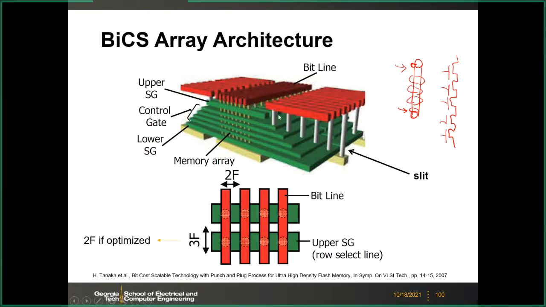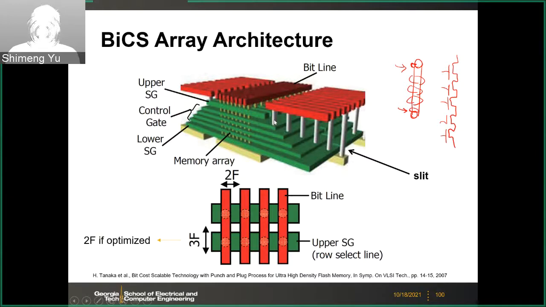And here we have the word lines controlled by those word line contacts. In this first paper, the cell size is like 3F by 2F, but if you optimize that, you can get 2F by 2F. But this is the very first work. So the cell size vertically, let's say, is naturally like 3/2 F.